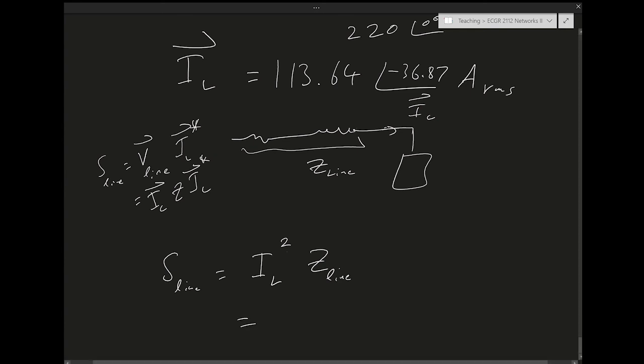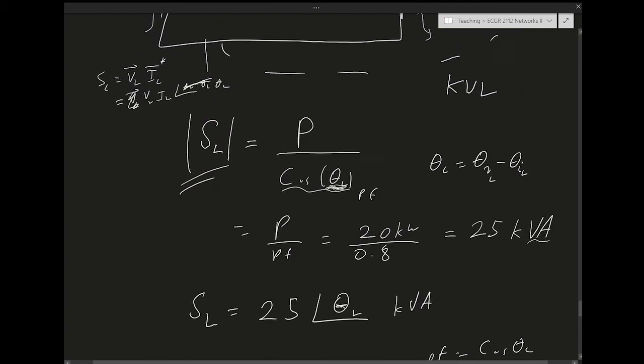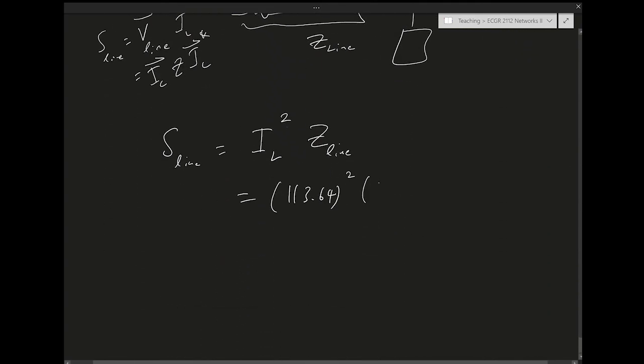We already calculated the magnitude of IL, 113.64 squared. What's the impedance of the line? I think I have it up there. It's 0.09 plus J0.3. And again, take out the MATLAB or the calculator, and I end up with this complex number in VA.